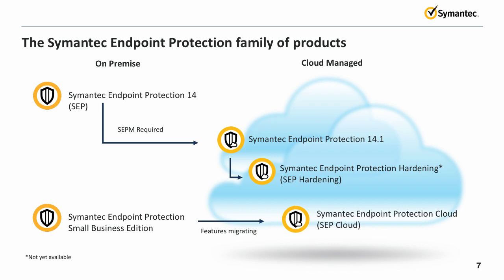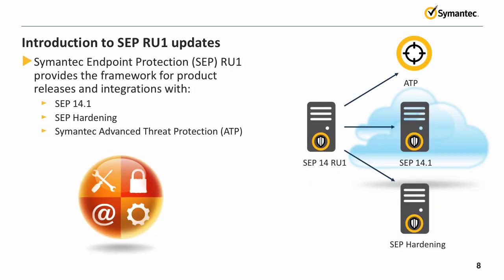Endpoint Protection 14.1 is a cloud-managed solution connected and dependent upon the on-premise version of SEP 14. As the product has been in development, it has also been referred to by various other names, including SEP-C, SEP Advanced, and SAEP. SEP Hardening, when available, will be a separately licensed addition to SEP 14.1, and we will introduce it in a bit more detail later in the presentation.